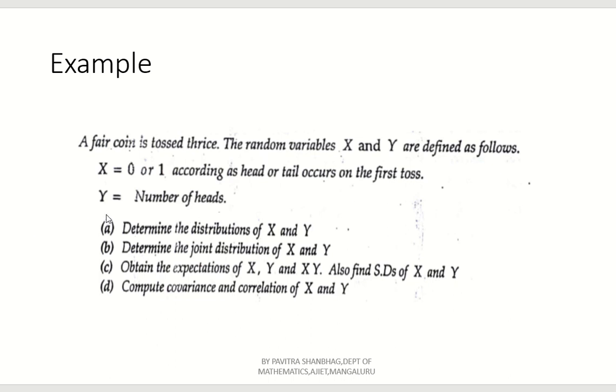Now first, what are the possibilities if you throw a coin thrice? See, first head, next tail, that is one possibility. Next head, tail, tail, head, tail, head, tail, head, head, tail, tail, head, tail, tail, tail, head, head, head. So total 8 possibilities there, right?